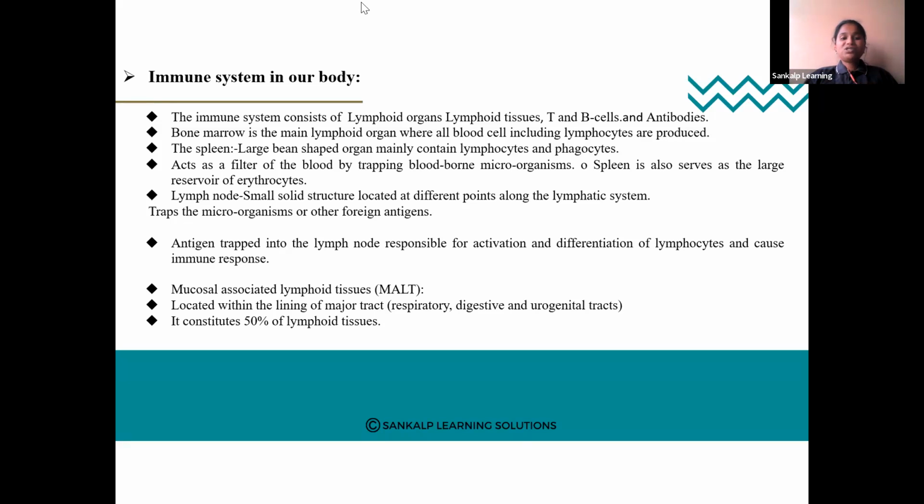Next, we have mucosal associated lymphoid tissues. Mucosal associated means the lymphoid tissues which are associated with the mucus, a sticky substance. It is located within the major tracts: the respiratory tract, digestive tract, and urinogenital tract. It constitutes about 50% of lymphoid tissue. The main function of this MALT, or mucosal associated lymphoid tissue, is to trap the microorganisms which enter our body and could cause infection further. Right.